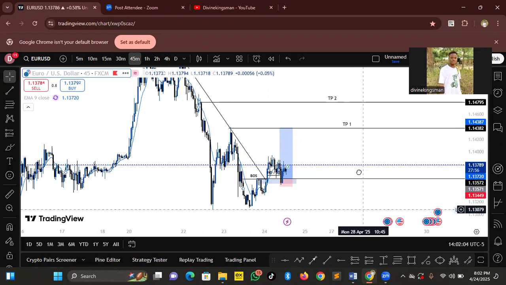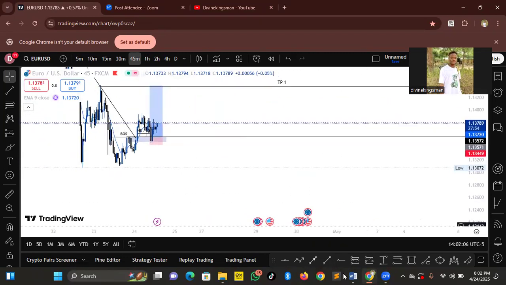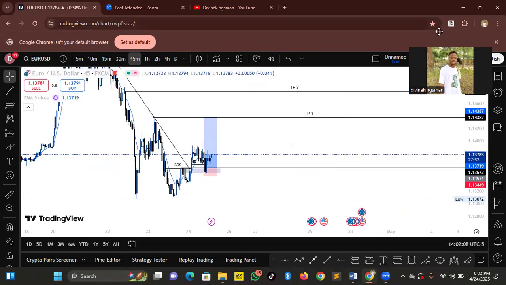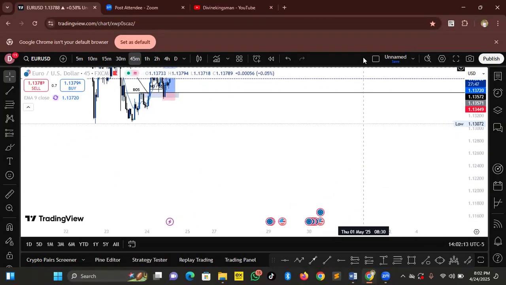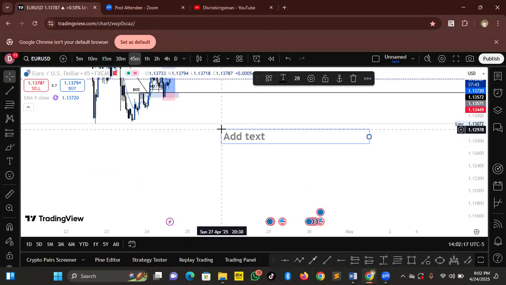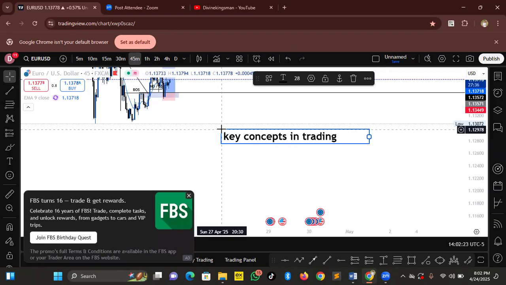So let me just write that down here. Key concepts in trading. So this is what we'll be talking about today. The key concepts in trading.